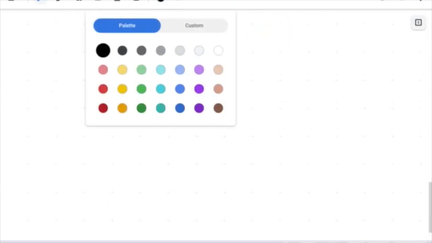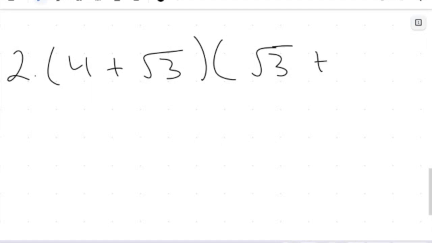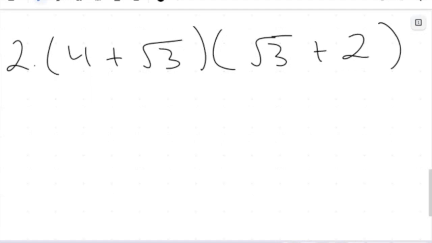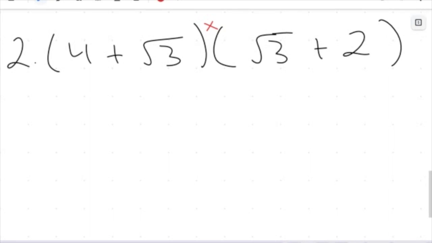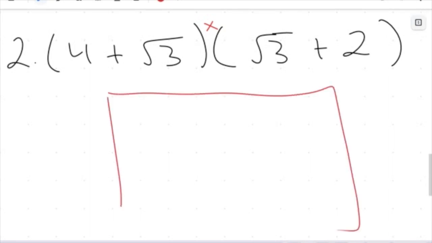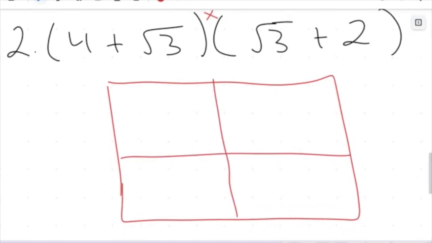So something like, let's go with another example. If I have 4 plus root 3 times root 3 plus 2. Okay, so these two binomial expressions are getting multiplied, because anytime we write brackets next to each other, they're being multiplied. And we can look at this like we would any algebraic expansion. If you remember, we looked at this in terms of area.